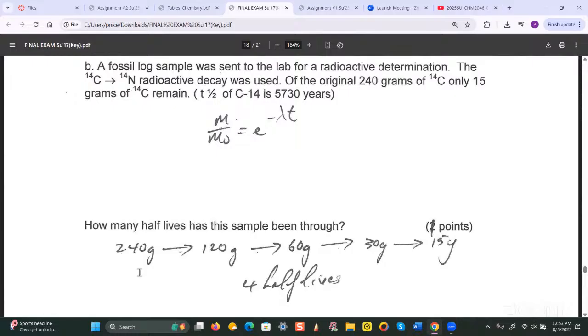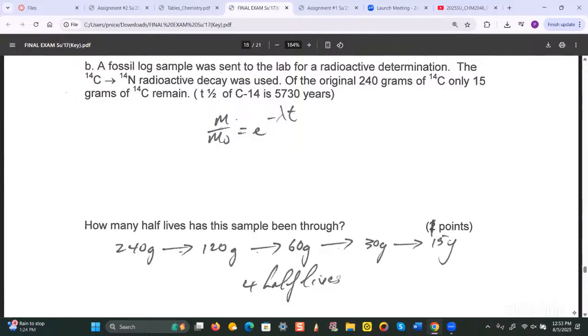So you start from 240 to 120, that's one half-life. From 120 to 60, that's another half-life. And so on and so forth until you get to 15. So therefore, to get from 240 to 15 grams, you're going to have to pass through 1, 2, 3, 4 half-lives. And that's basically how you get that, all right? There's another way you could do this.